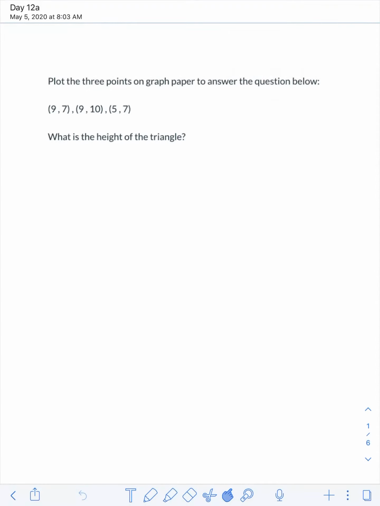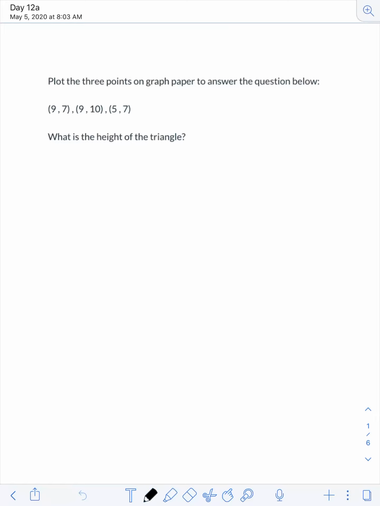Hey, so the biggest question I get about this is, Mr. Schneider, what do I do if we don't have graph paper? Well, hey, guess what? In my day, I didn't have graph paper either, and I was thankful for it. Your parents were too. So here's what you do.